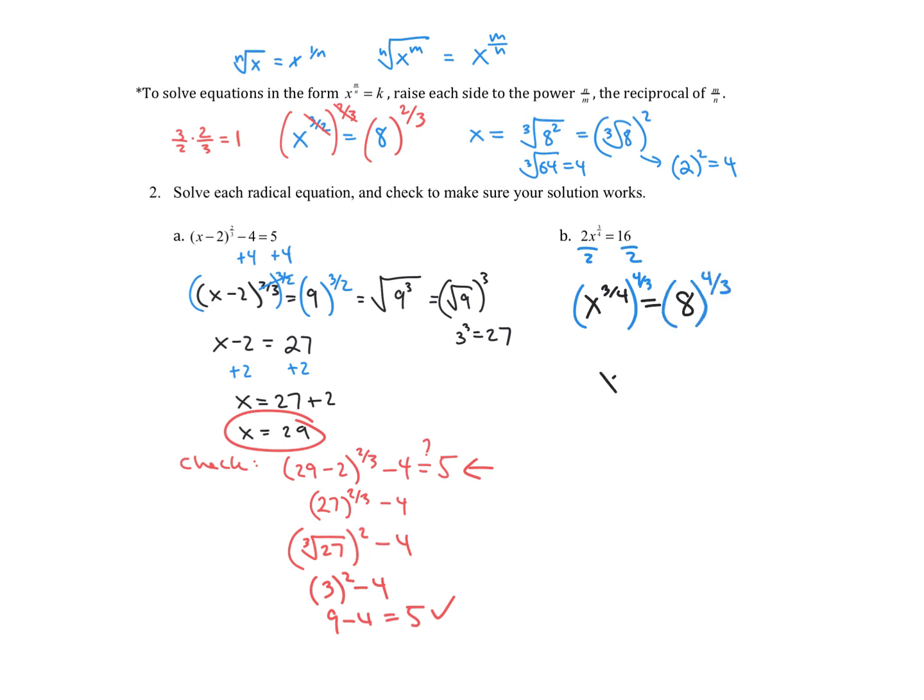And we get x equals, well, this is going to be the cube root of 8 to the 4th, and I'm going to put the 4th power on the outside again, so I cube root first and then raise to the 4th power. The cube root of 8 is 2, to the 4th is 16, so we end up with x equals 16, and let's check that real quick.